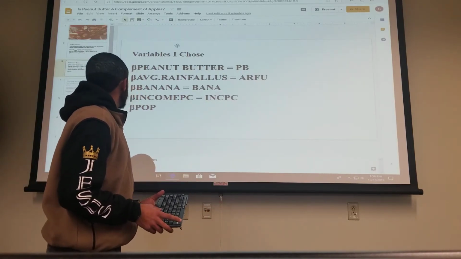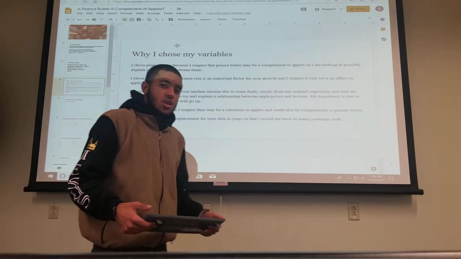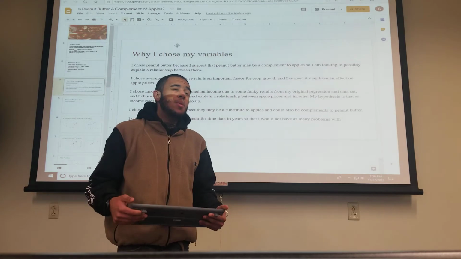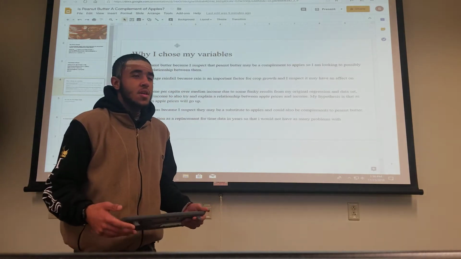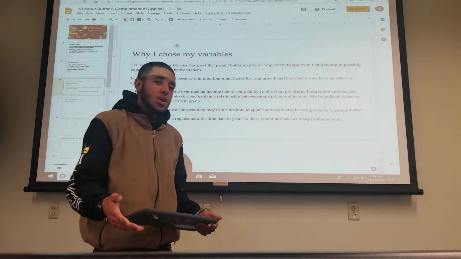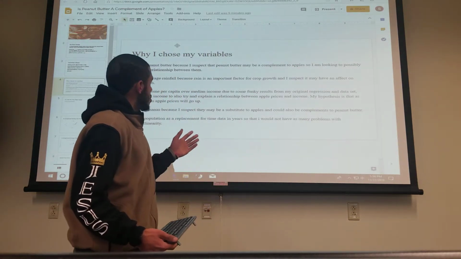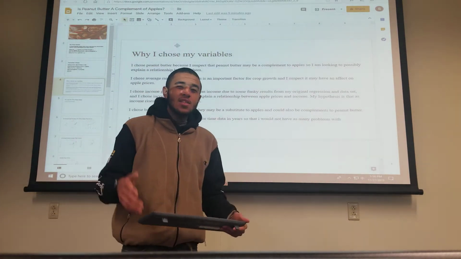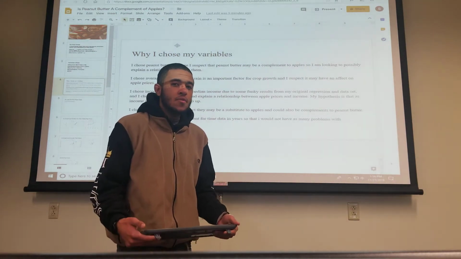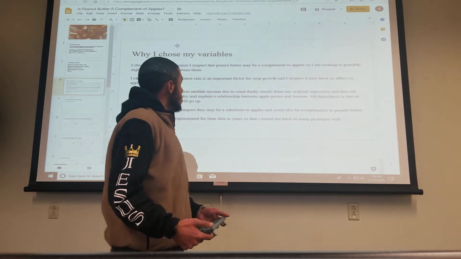Pretty simple. The reason why I chose these variables: I chose peanut butter because I suspect that it may be a complement of apples. That would kind of make sense. A lot of people eat peanut butter and apples together, so that's one reason. I also chose average rainfall because rainfall is an important factor, I believe, in crop growth. You need water, sunlight, and air, and different things like this for crop growth.